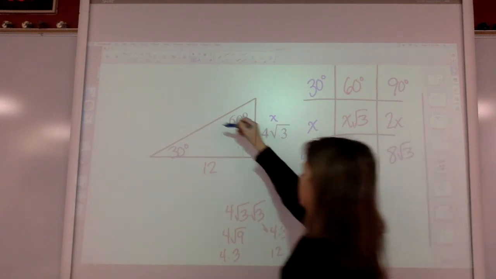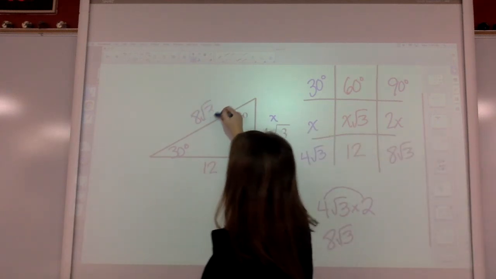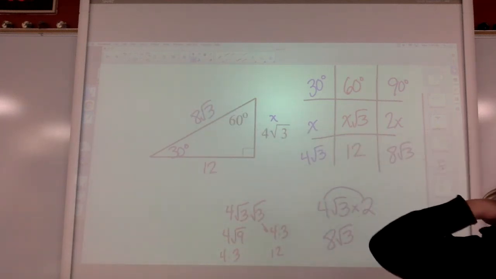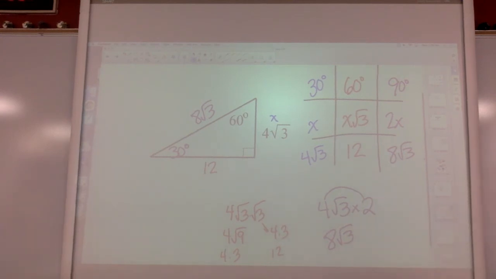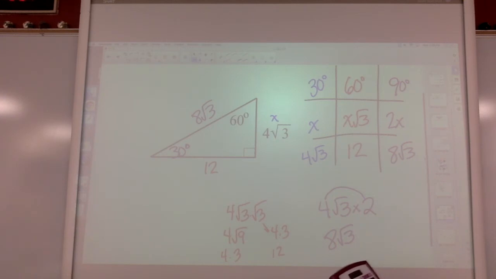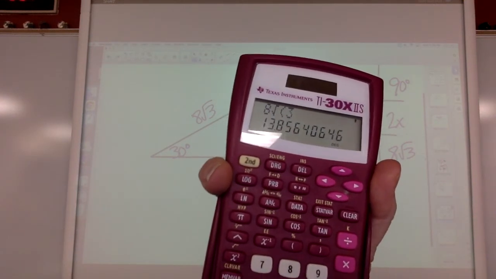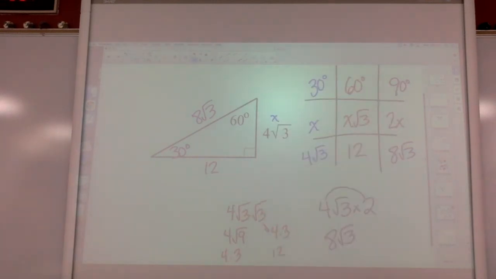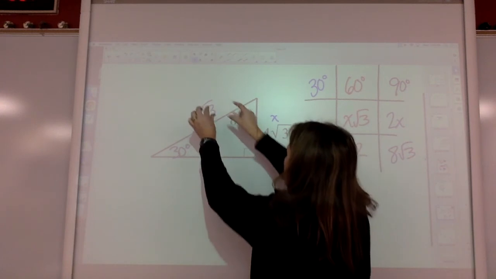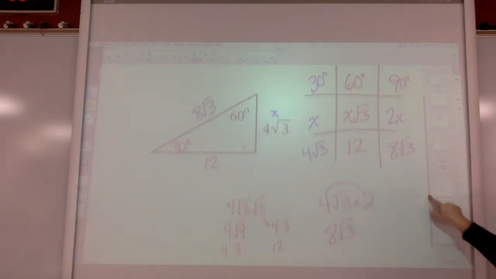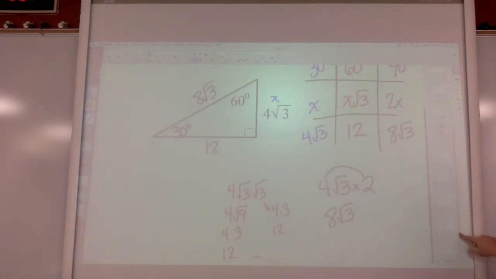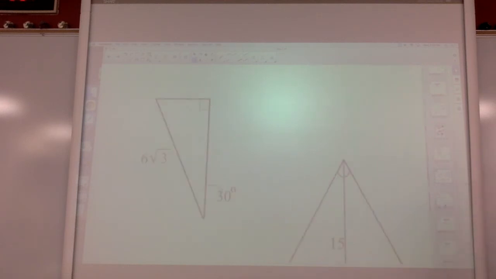And then, of course, that's the longest side, so you put it over here, and you're like, what? 8 square root of 3? That's not bigger than 12, is it? You bet your slippers it is. 13.85, which is bigger than 12. So you make sure you put them in the right spot. Short side, medium side, large side. We've got 2 left. Hang in there.